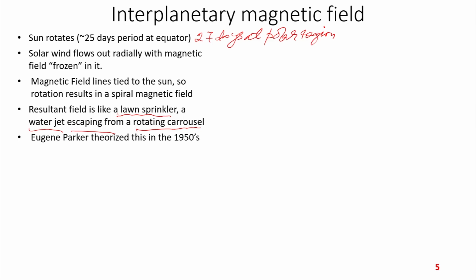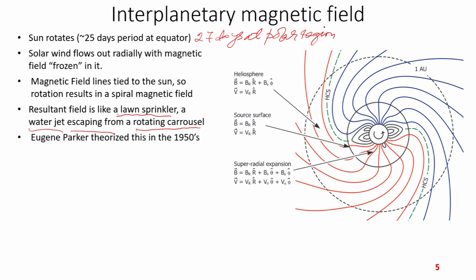As I already said, Eugene Parker theorized this in the early 1950s. Of course, initially people did not agree with his theory, but subsequently it was proved by various experimental data that whatever he was saying is correct. In this diagram we are showing the coronal magnetic structure and how it is coming out.